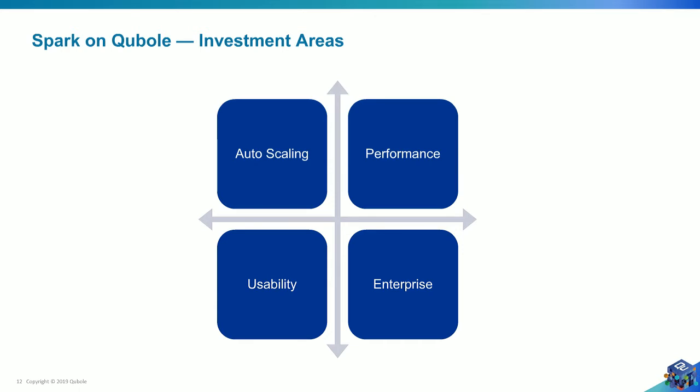Mainly we focus on 4 different areas of investment, right? So first thing is auto scaling that directly translates to cost. The second one is performance, right? So in terms of running your big data workloads, performance is always a number one priority so that you can run your workloads faster at scale. Right, and then we focus heavily on usability for various different personas we talked about, and we also focus heavily on enterprise features such as security and integrations.